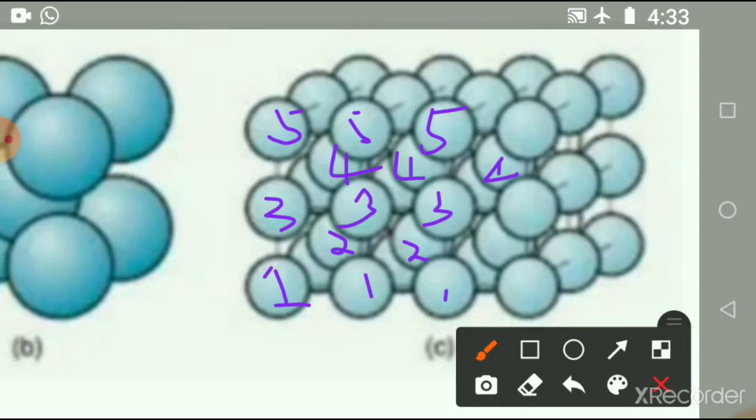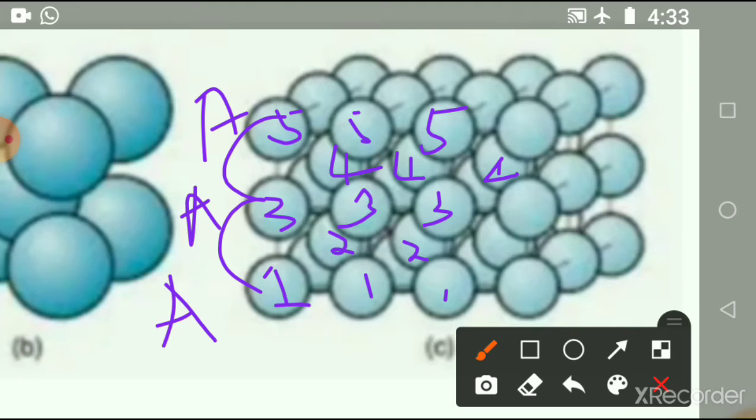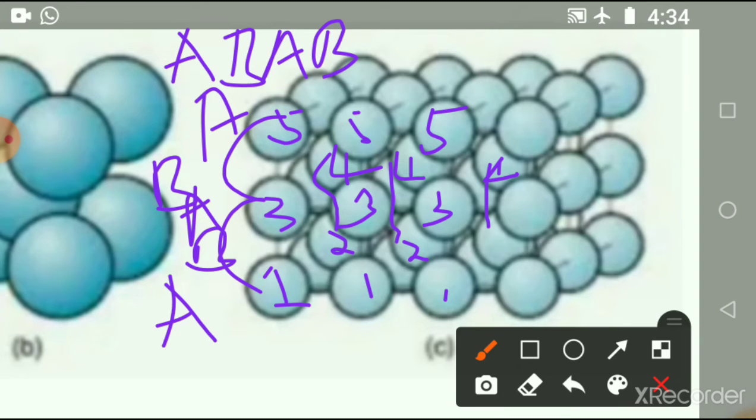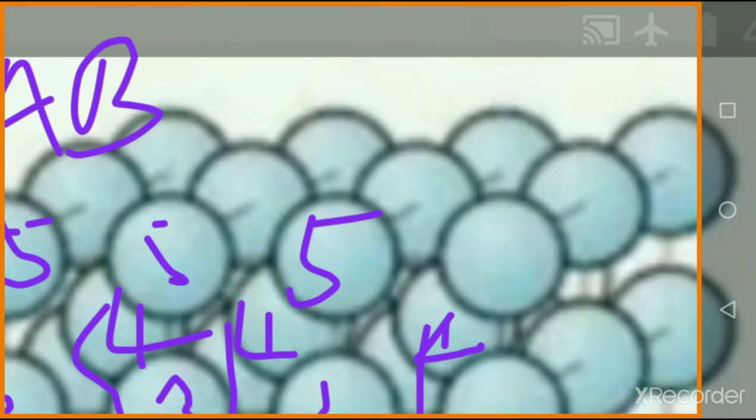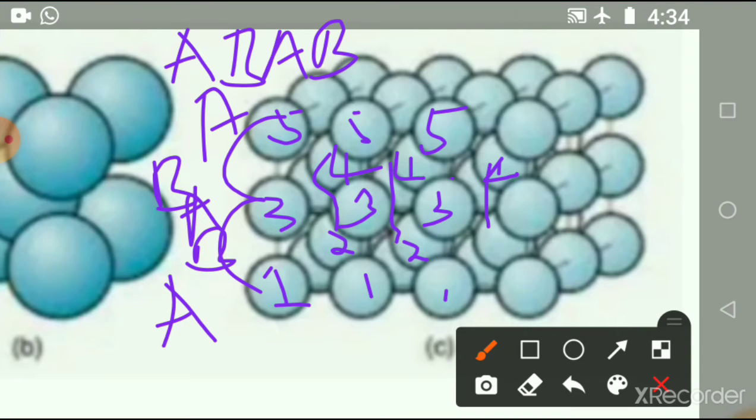So what we observe is that the first, third and fifth layer spheres are exactly one above the other. So they are all similar. We call them A layers. Similarly, second and fourth layer spheres are the same. We are going to call them B layers. So this type of arrangement gives us an AB type arrangement. So what is this AB type arrangement? How do we get it? We place the given layer spheres in the depressions formed by its previous layer.